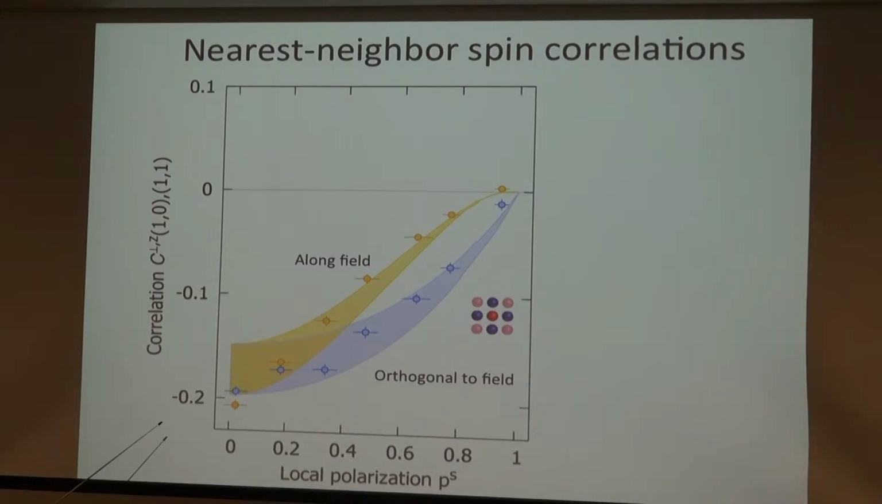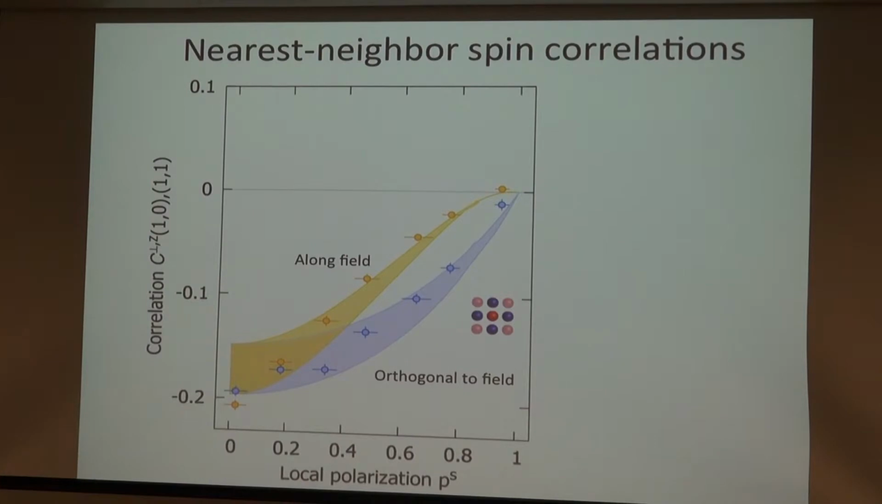Let me start first by looking at what happens at 0 polarization. Here's a spin-balanced gas. And there, because of this SU(2) spin symmetry, the correlations are roughly equal within the error bars. The yellow is correlations along the field, Z, and blue is correlations orthogonal to the field, so we'll call them the SX correlations. Because of the SU(2) symmetry, when the gas is spin balanced, the correlations are about equal.